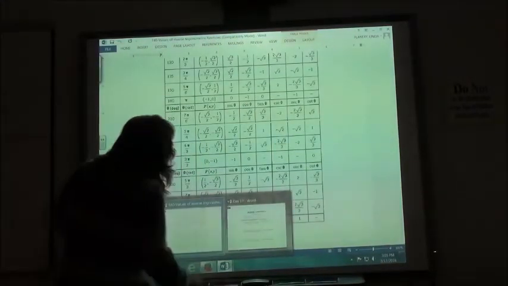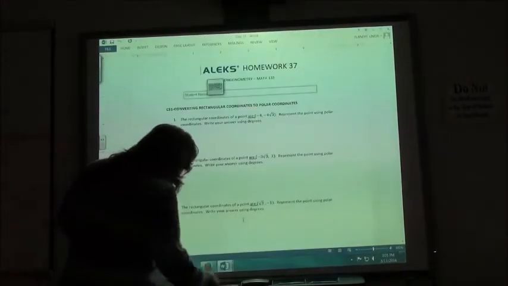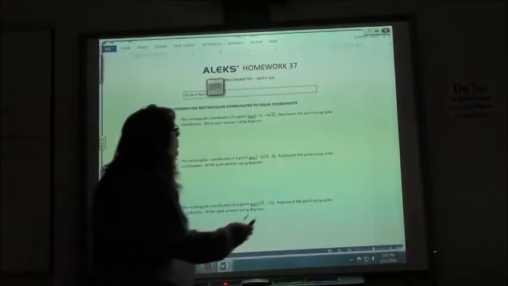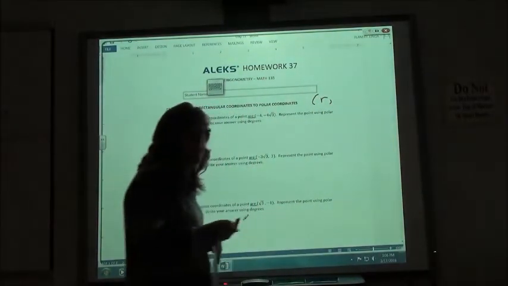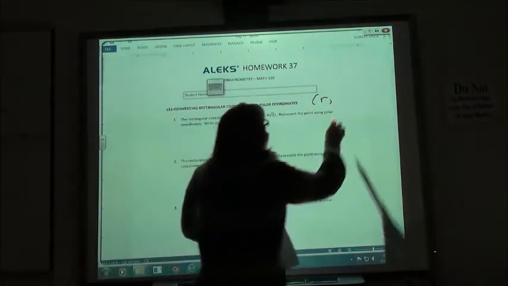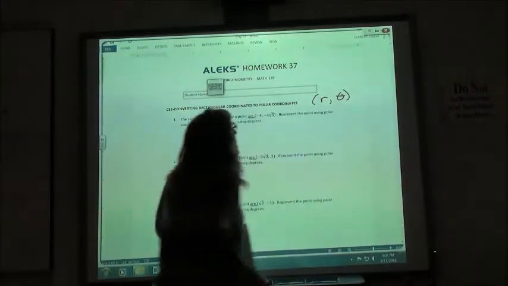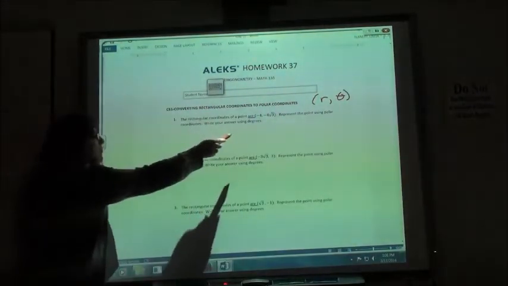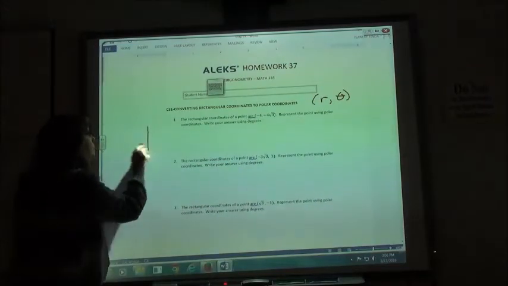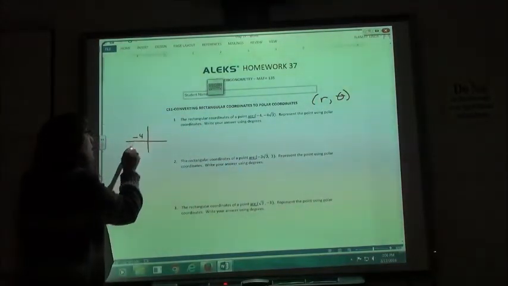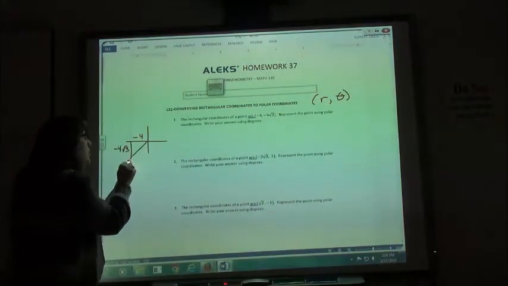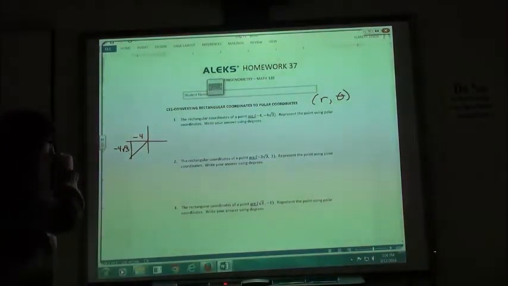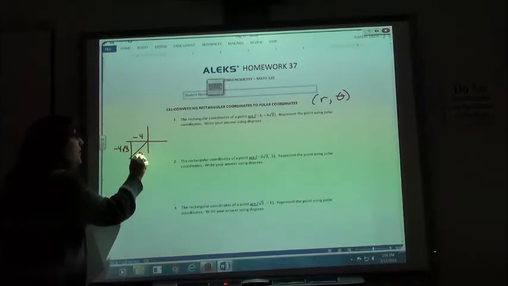So going back over here, in polar coordinates, our polar coordinates are going to be r, which is going to be the size of your line, and an angle. So if I draw my rectangular coordinates, x is -4, y is -4 square root of 3. So I'm down here in quadrant 3. I want to find the r value.